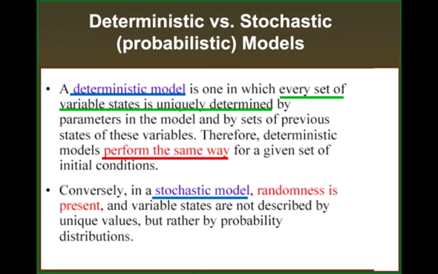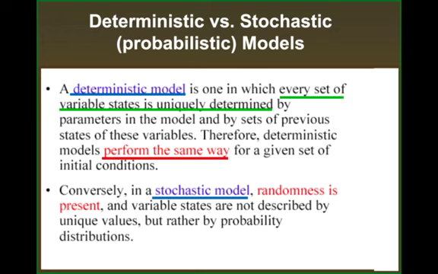Okay, so what you're saying then is that every set of variable states, or every variable, or every parameter gets a unique value or a unique equation that allows you to determine that value. So a deterministic model is one in which every set of variable states is uniquely determined by parameters in the model and by sets of previous states in these variables. Therefore, deterministic models perform the same way for a given set of initial conditions.